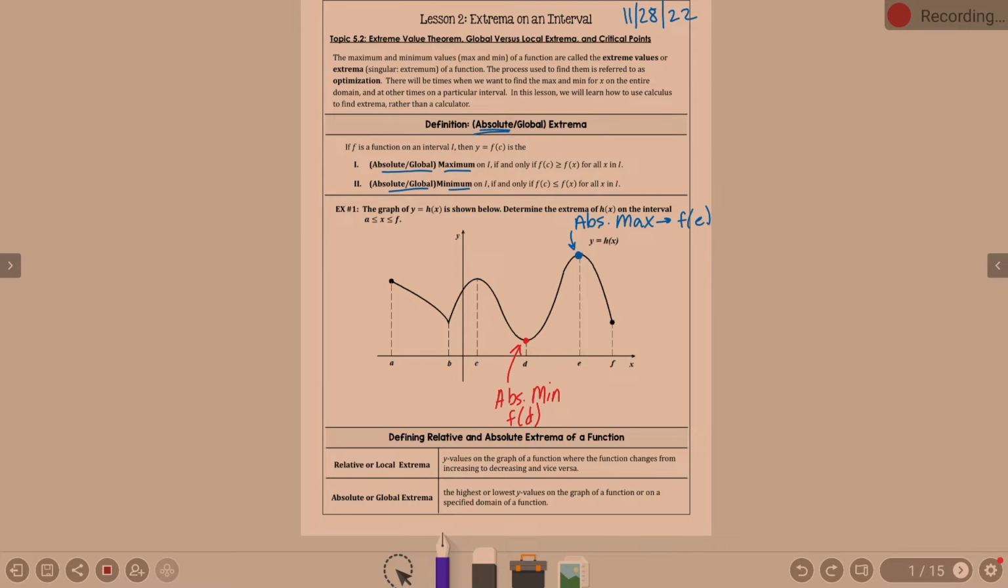What else? C. So you have something happening at it. What would you call C? Or, well, at C, f of C, what would you call f of C? A relative max. F of C is a relative max, or you could say local max. I'm going to say those words are interchangeable, right? I hear both of those words quite often.